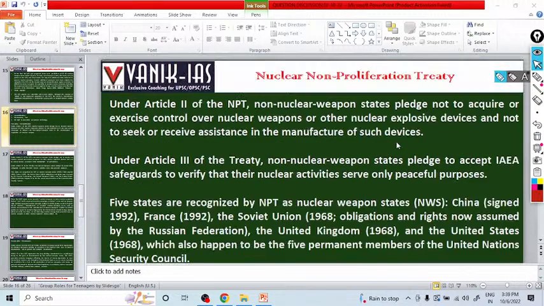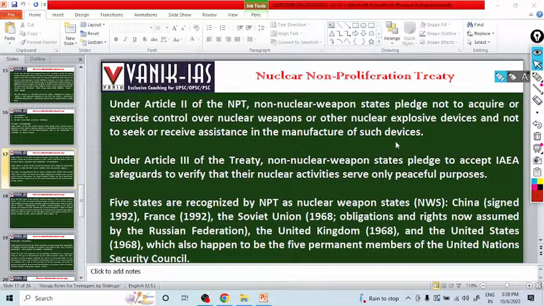Then next one, under Article 2 of NPT, non-nuclear weapon states pledge not to acquire or exercise control over nuclear weapons or other nuclear explosive devices and not to seek or receive assistance in the manufacture of such devices.